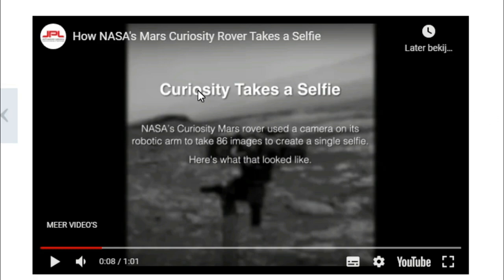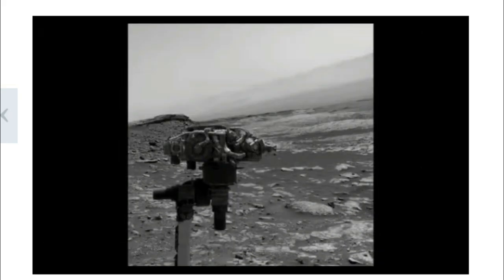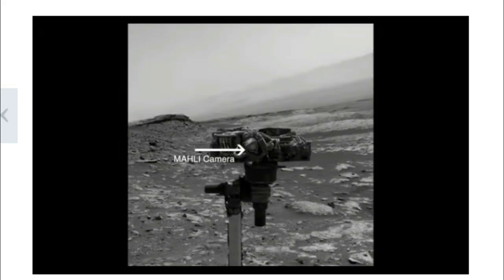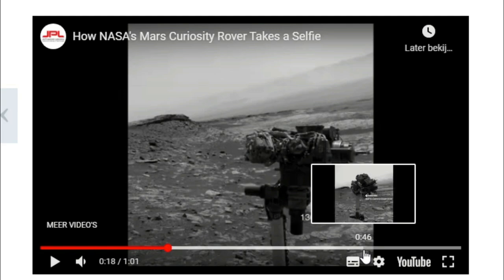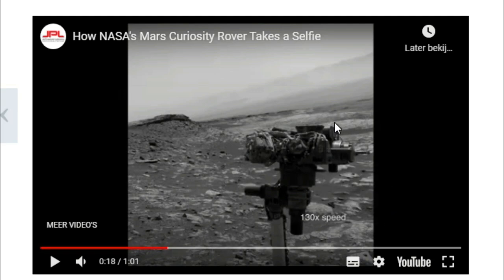Here is a video from the Curiosity that took a selfie, and NASA explains how this selfie was taken. Now they speed up this video times 130 for 31 seconds. So that's around 67 minutes. So there is more than an hour in between the first picture and the last picture.